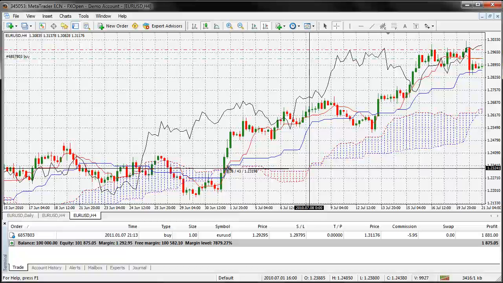What we want to do is go long only if this black line is above the 26 area. Basically it needs to be above the cloud. So where's 26? There's 26 here, and that's how far away it is from the cloud. So that's good. We can go long at this particular point.